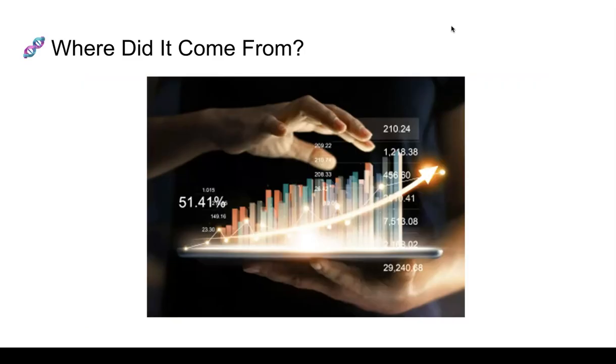So where does it come from? Well, MMM has its root in econometrics, or equal metrics, from the 1960s. They were later adopted by marketers to evaluate campaigns. Big brands like Procter and Gamble and Coca-Cola were early adopters, but today it's used by brands of all sizes thanks to the improvement in computing power and access to customer data.